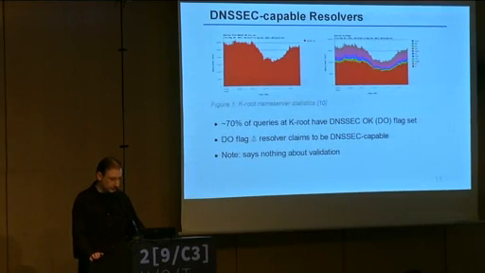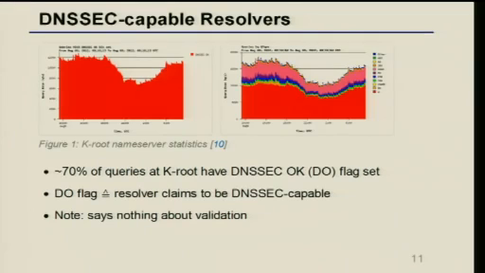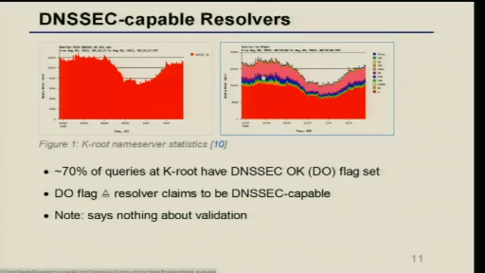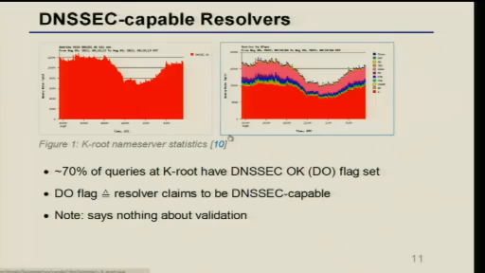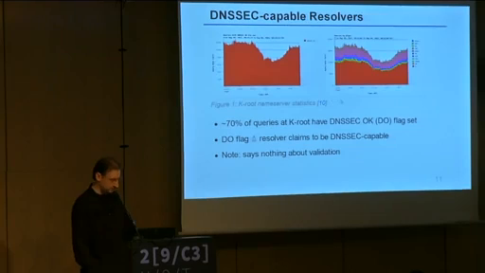Okay. What you see here is the statistics of the K-root name server operated by RIPE NCC. And you can see here the number of queries per second. It's around 15,000. And here on the left side, you see the number of queries with the DNSSEC OK flag enabled. And this is around 12,000, so it's about 70%. And this flag, DNSSEC OK, it says, yes, the resolver asking for this name is capable of parsing DNSSEC queries or answers. It does not say that validation is enabled. It only says the software could validate, maybe.